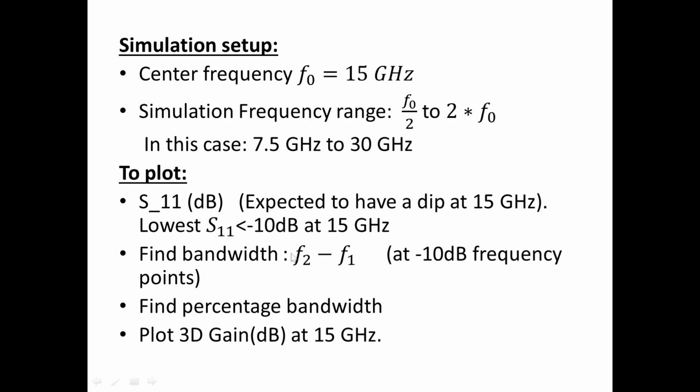So we would mark the frequency points F1 and F2 between which we get S11 less than minus 10 dB, and F2 minus F1 will give us the bandwidth. I'll explain this in the simulation as well. You can always find the percentage bandwidth, F2 minus F1 by F0, F0 being the center frequency, and plot the 3D gain at your design frequency F0. Here in this case we have 15 gigahertz. So this is the overall simulation setup that we need to look into.